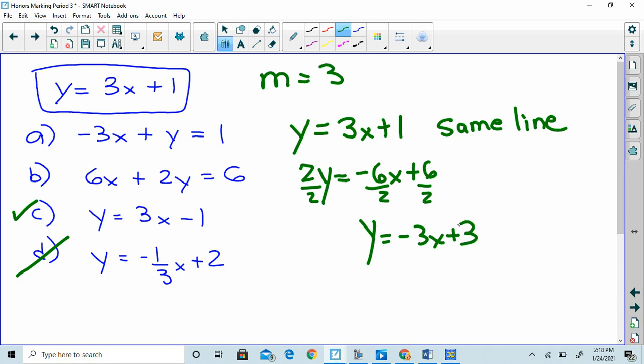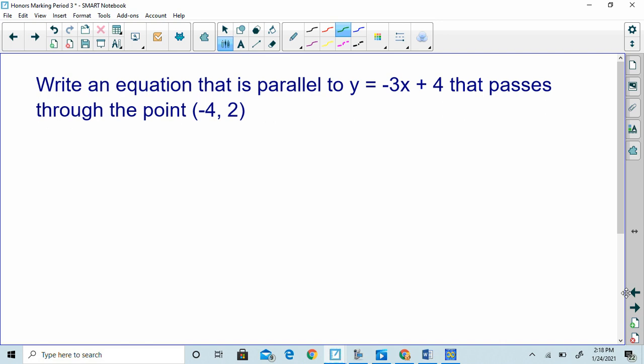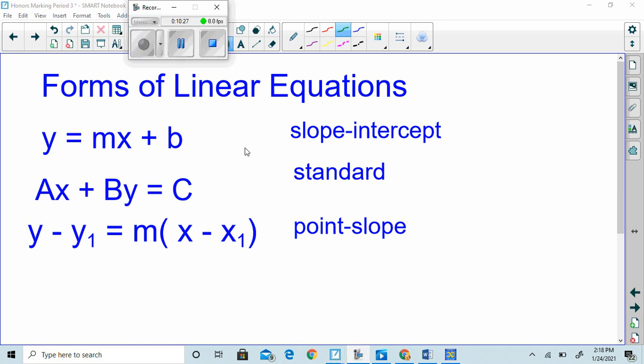So these are all different applications and ways that we're going to be utilizing these skills. We're utilizing our knowledge of slope-intercept form. We're using our slope formula. We have other problems here we can practice. And in our next lesson, we're going to be talking about the other forms of linear equations. We're going to talk about the standard form and the point slope form. So that was our review lesson for today.